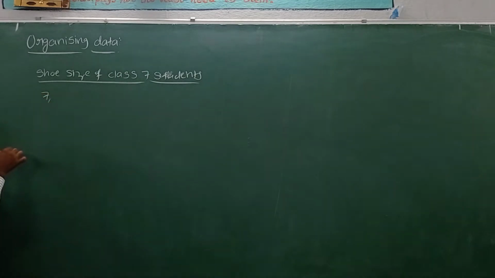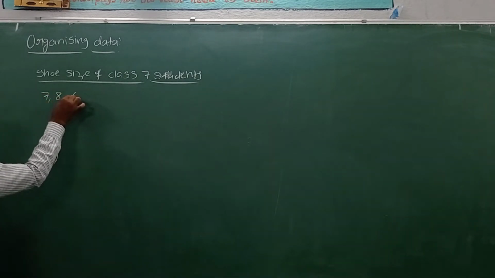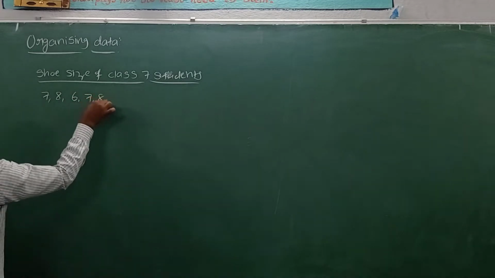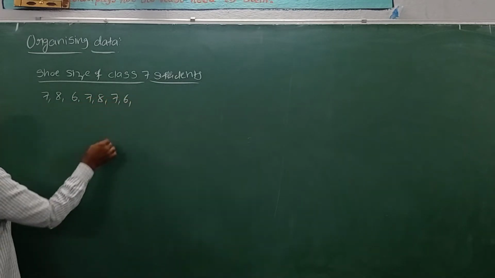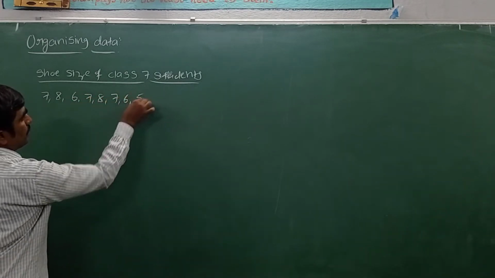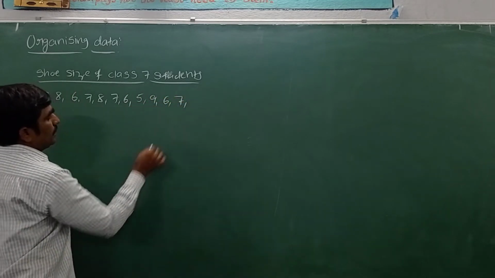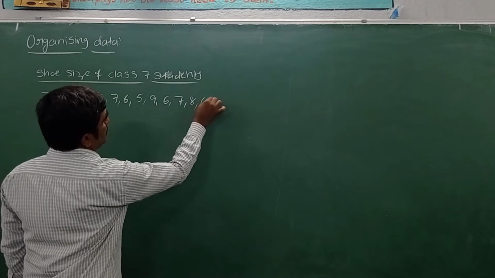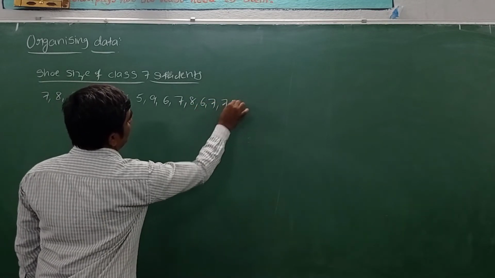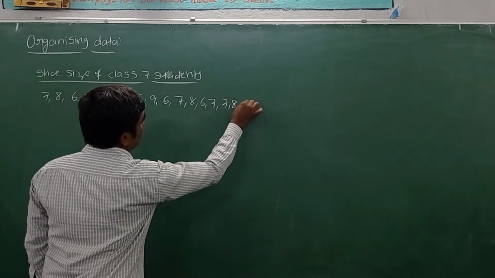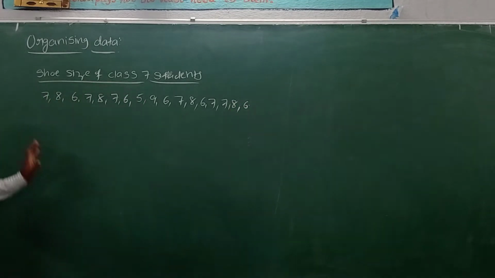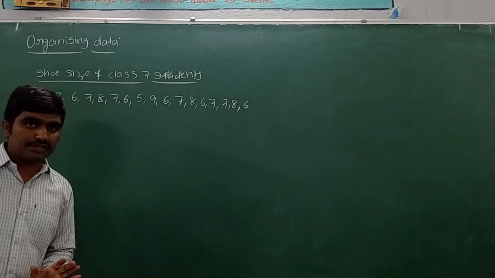7 number shoes, 3 students. 8 number, 6, 7, 8, 7, 6. Few students are 5 number only. 9 number, 6 number shoes. 7 number. Again then 8 number, 6 number, 7 number, 7 number, 8 number. Then 6 number. So these are the shoe sizes of class 7 students.